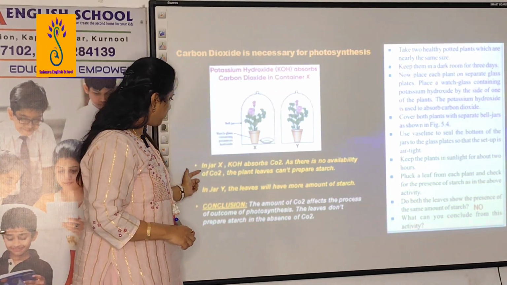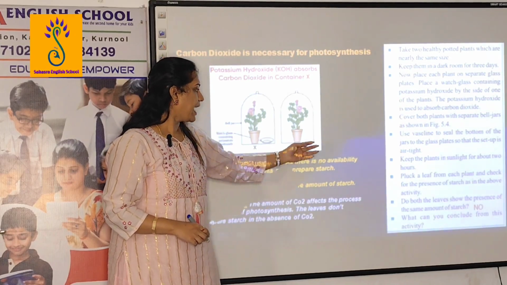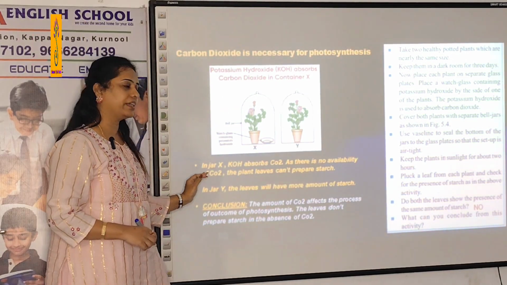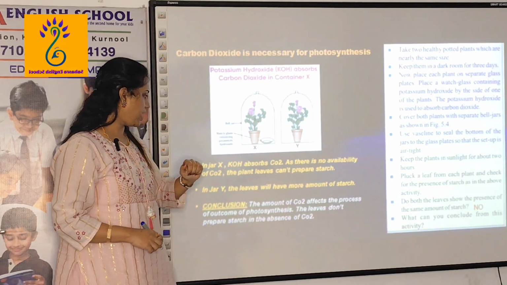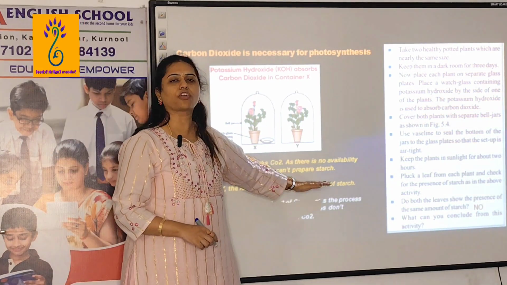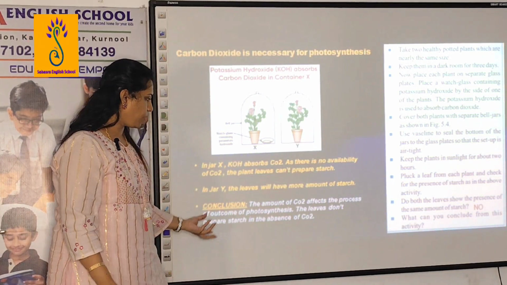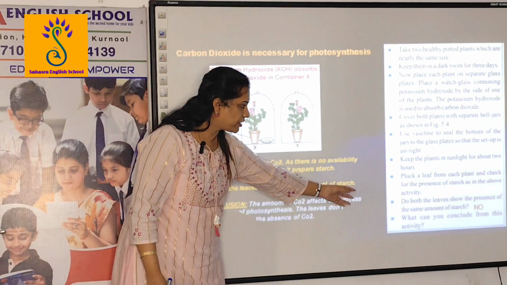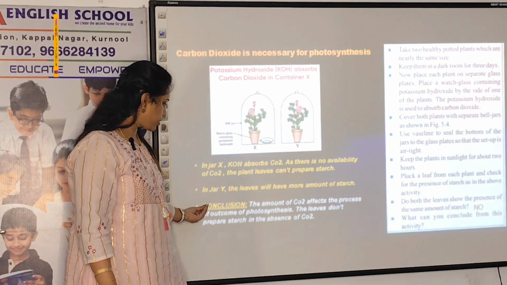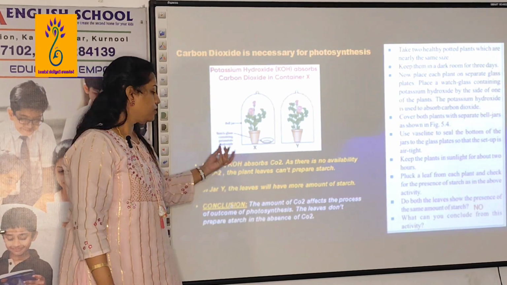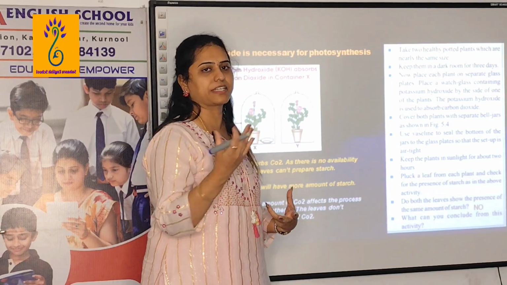So, in the first jar, potassium hydroxide absorbs carbon dioxide. As there is no availability of carbon dioxide, starch cannot be prepared in the first jar, while in the second jar, the leaves will have more starch. This can be shown through the iodine test. Okay, what is the conclusion? You should write the conclusion. What can be concluded from this experiment? Write the conclusion, underline it, so that the examiner will understand that you have understood the experiment.